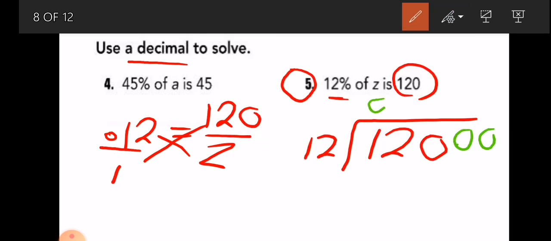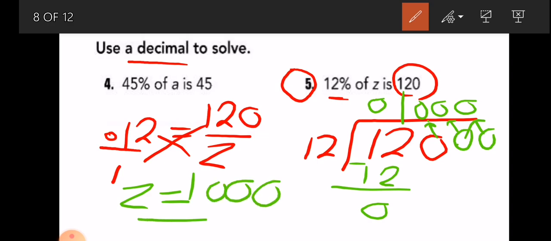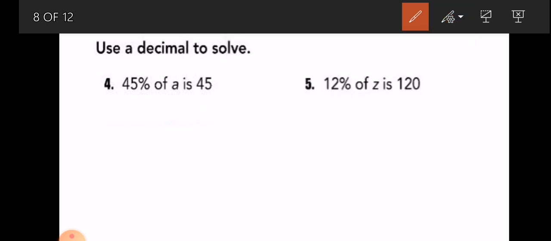1 divided by 12 we cannot. 12 divided by 12 is 1. 1 multiplied by 12 is 12. Put the 3 zeros up. Here it is. So Z equals 1000. This is the decimal way that we can use to solve the same question. So the answer is Z equals 1000. Keep this number in your mind because I will use the other way that we did before and compare the answers.